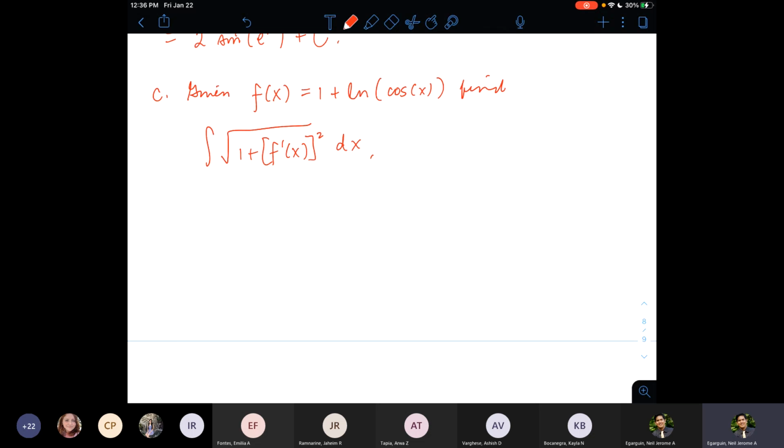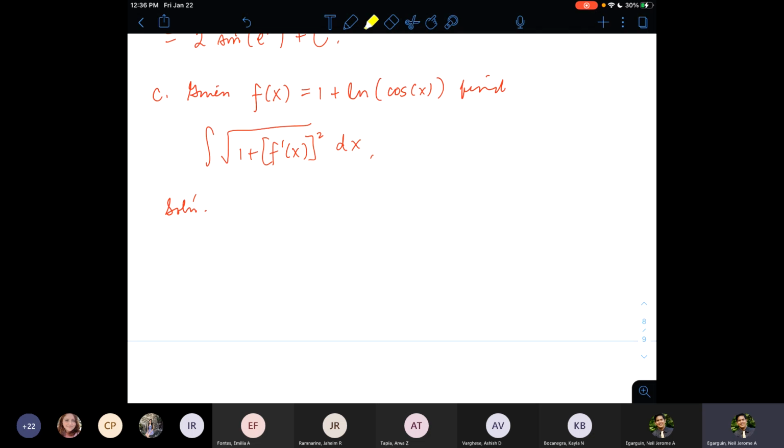Just a trivia or a spoiler. This is an important quantity, probably that's why it is given here at this point. You will learn later that this is actually the formula on how to find the length of a particular curve. You will learn that later as we go along the course. But let's try to answer this.